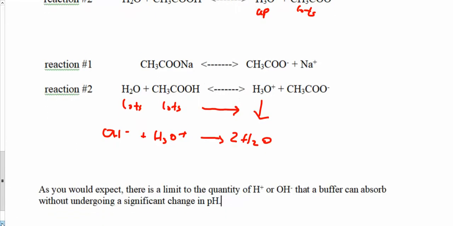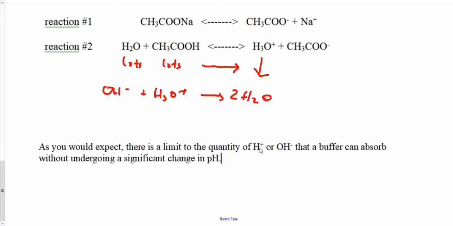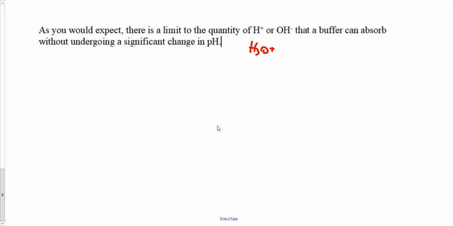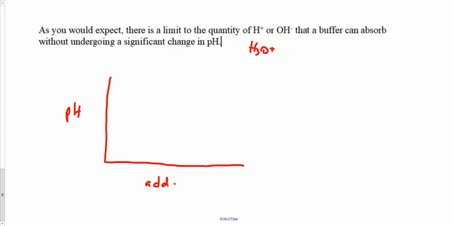Now, there is a limit to how much H plus or H3O plus a buffer can absorb without undergoing significant changes in pH. So if I made a little graph, and this is pH, as I add in more H3O plus, the pH would stay relatively constant, and then at a certain point this system is unable to hold back a change in pH, and it takes off.